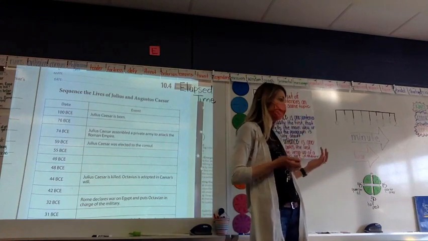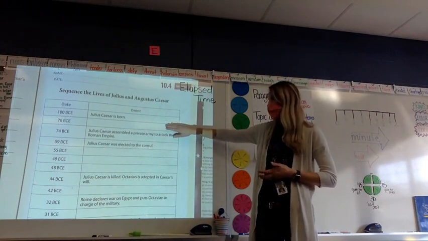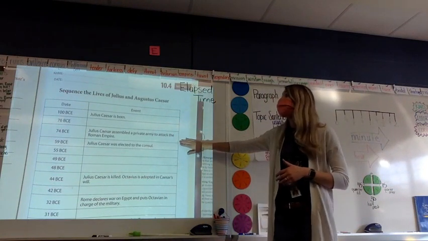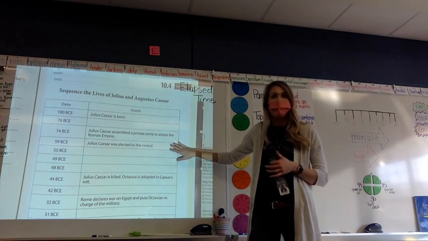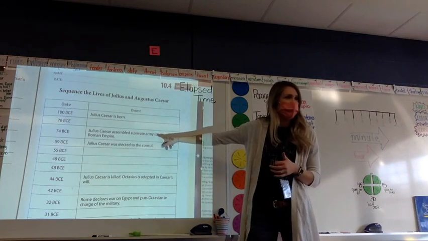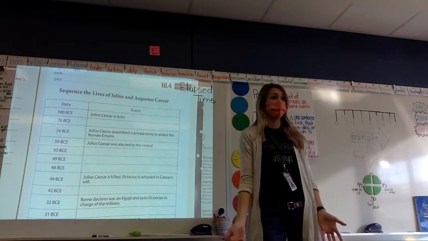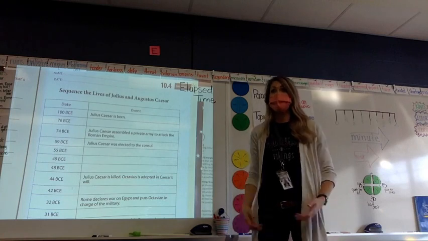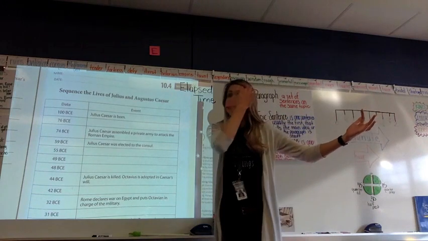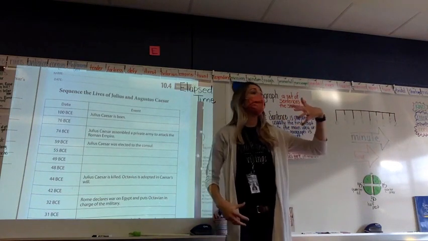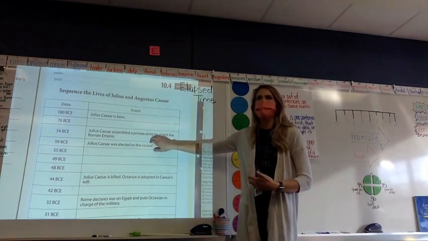Now, logically, you can start to figure out about someone's life, right? We start out with Julius Caesar is, we have an event missing. And then Julius Caesar assembles a private army to attack the Roman Empire. Did he do a lot between that time? Yeah. Specifically, between him being born and him attacking the Roman Empire, what did he do? He had to cross the Rubicon. Before that even, did he do a lot? Yeah. He was a consul, and he was a proconsul, and he went out, and he took a whole bunch of land, right? All before this would have happened.